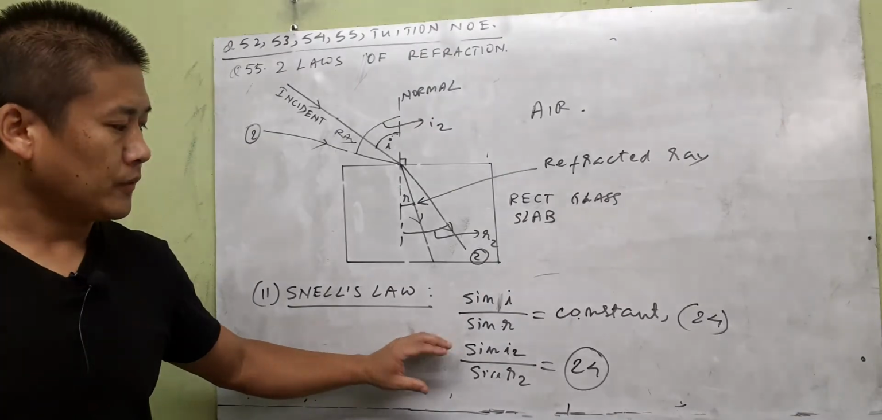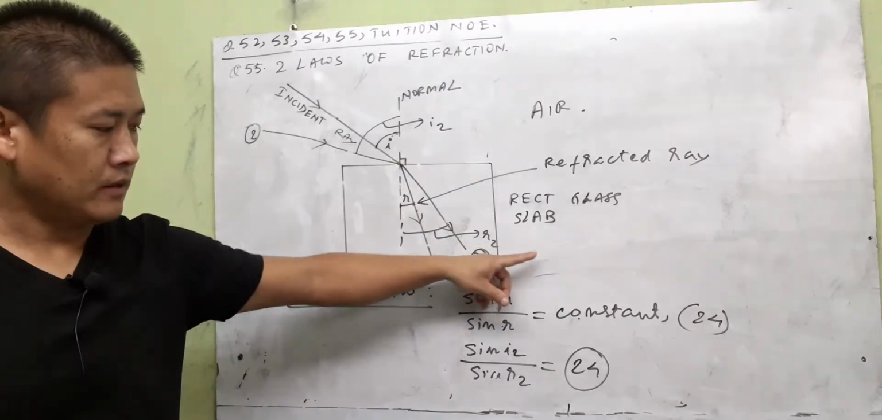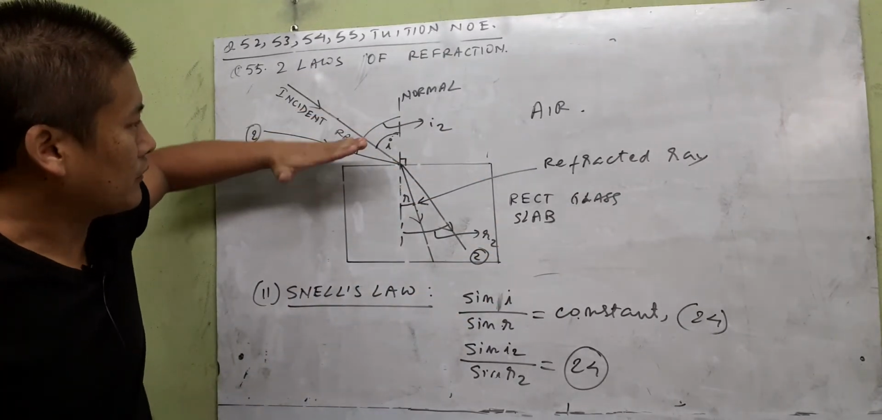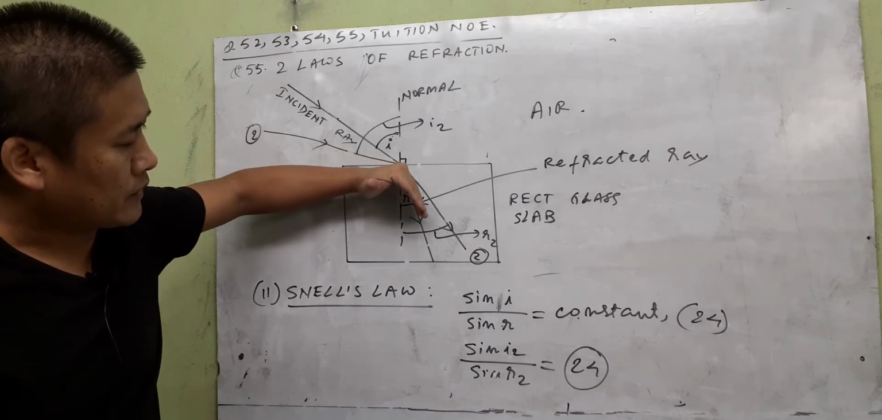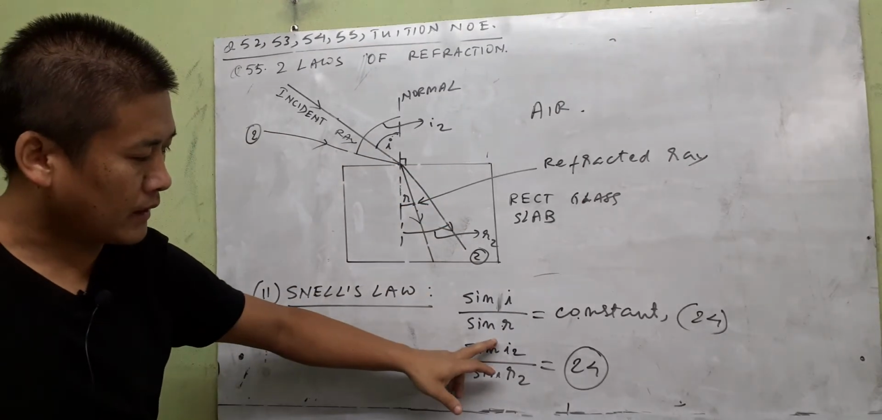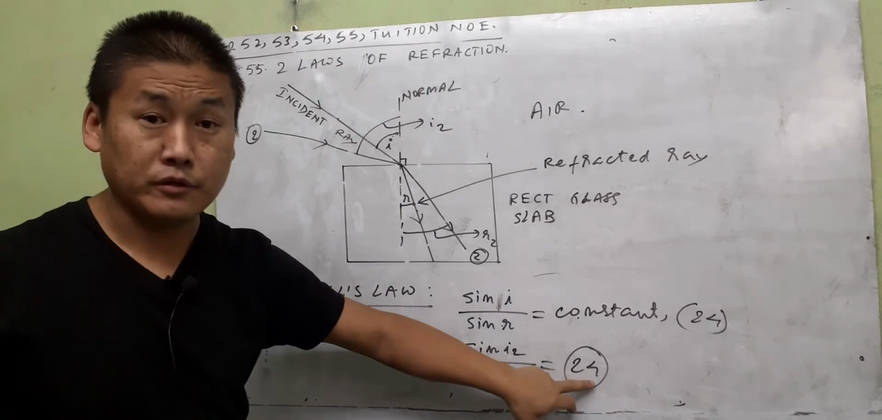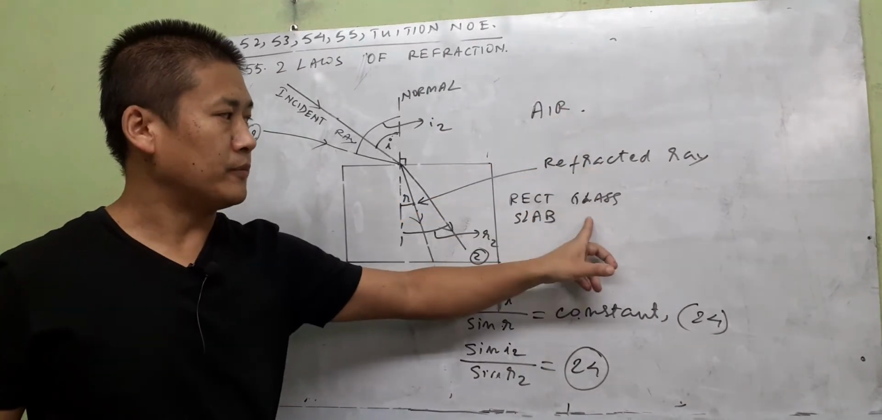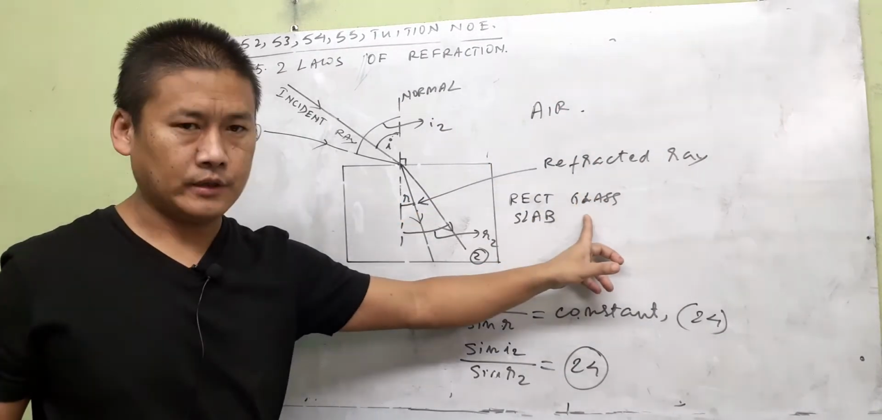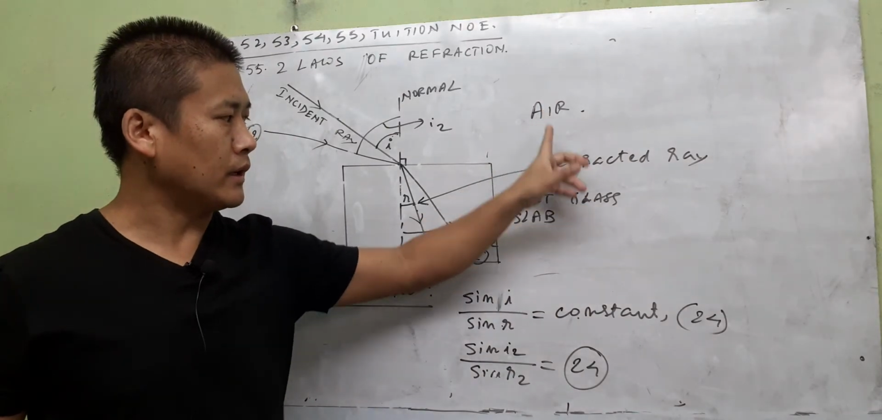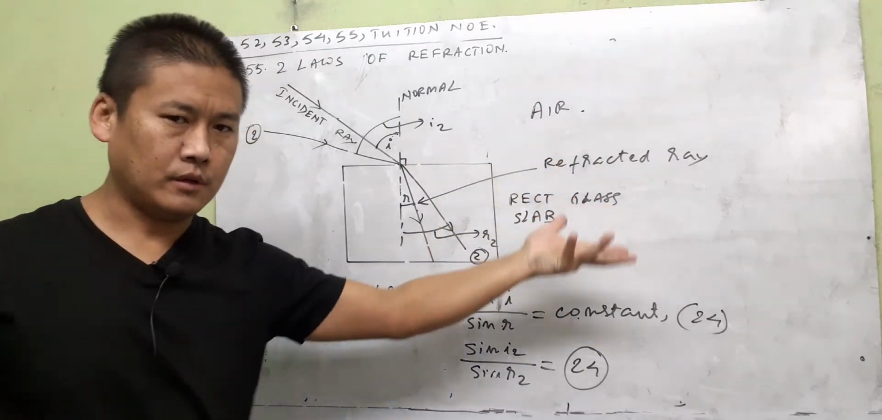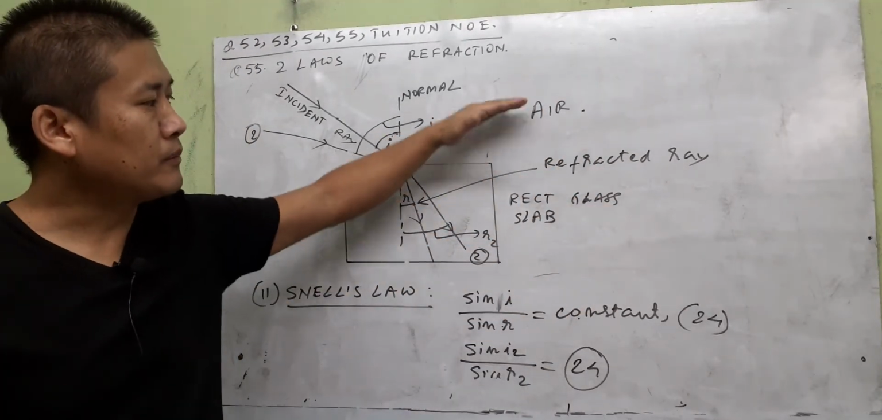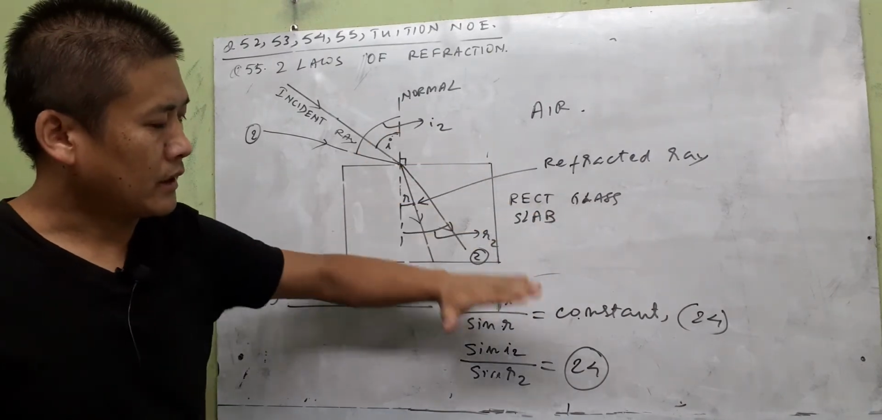Okay, so for a given pair of media, even if you keep on changing the angle of incidence, the angle of refraction will change in such a way that when you divide sine I by sine R, the value is not going to change for the same set of media, air and glass of the same quality. Of course, if you replace air with another substance, water, the value will change, but for a given pair of media, sine I by sine R is always a constant.